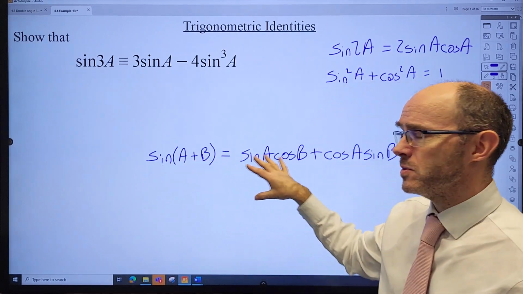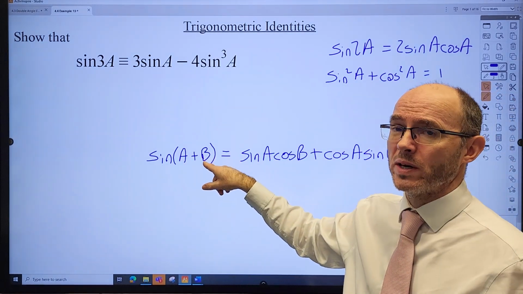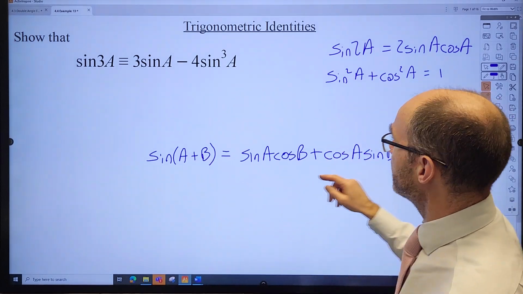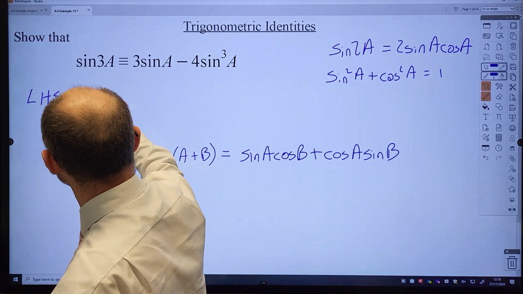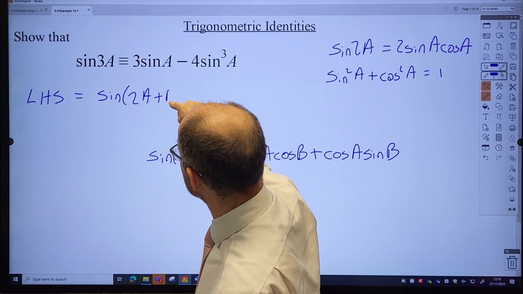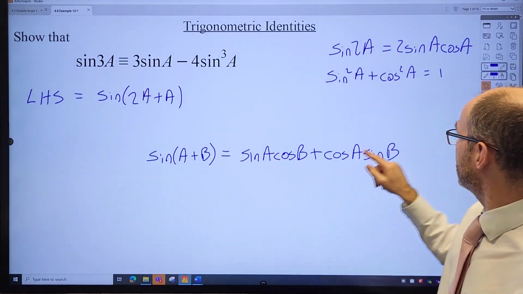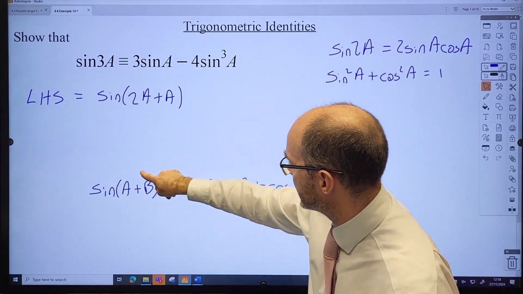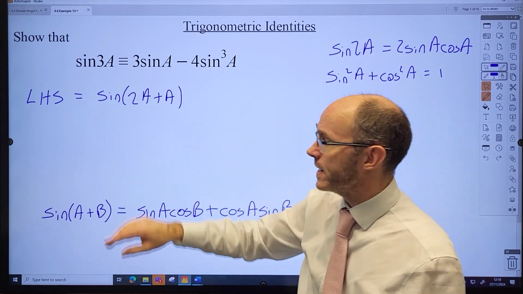Can you see how we can use this one? Okay. If we replace the B with 2A, we can do it, can't we? Or just by writing it sin 2A plus A. Yeah, see how it works? So if I begin by starting with the left-hand side, I write that as sin 2A plus A, because that's the same as 3A, isn't it? And then I can just use this identity here. So I'm just going to put that a bit further away down there for a moment. I'm going to show you how I'm going to use it for this line here.